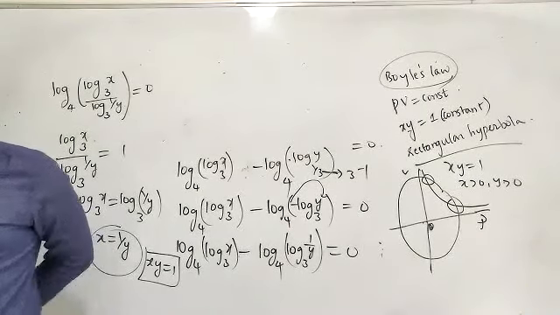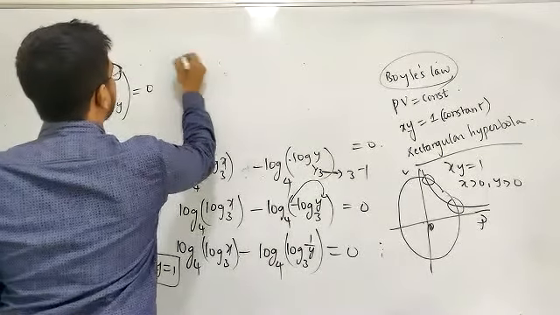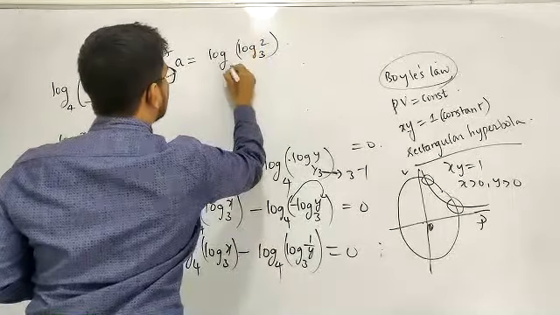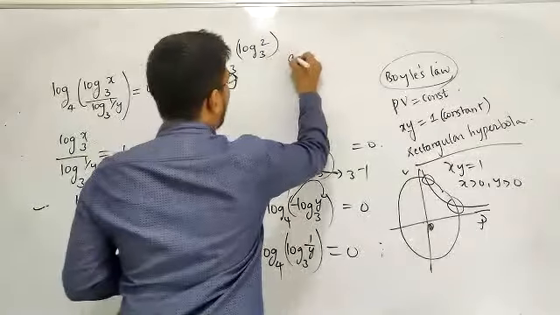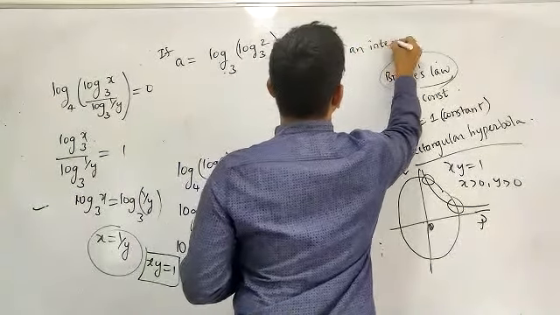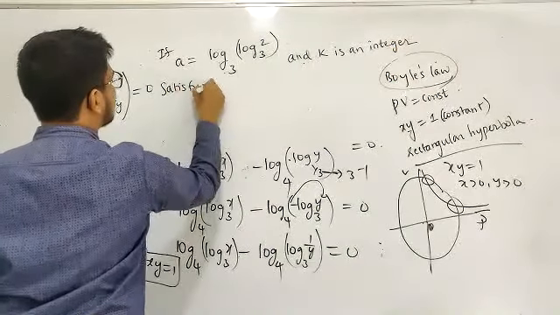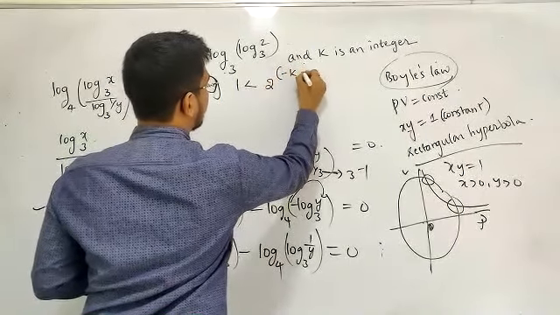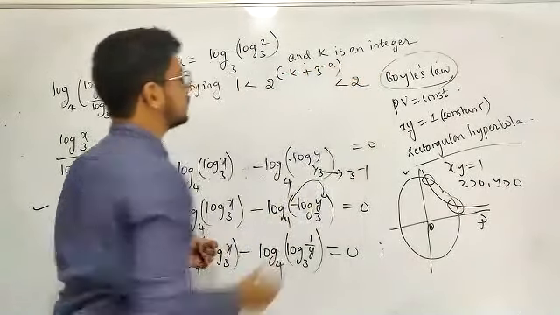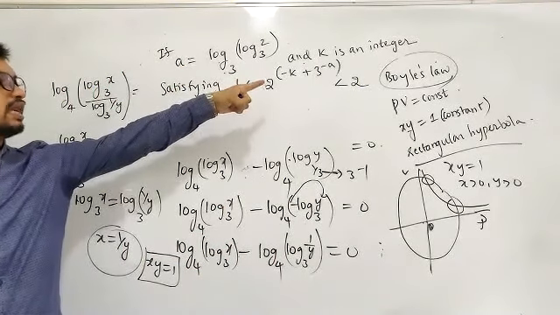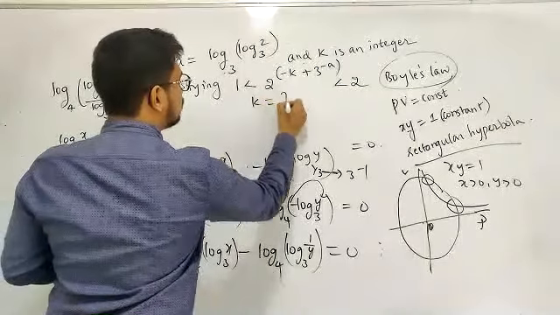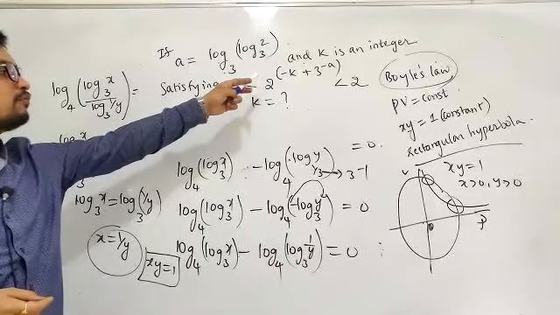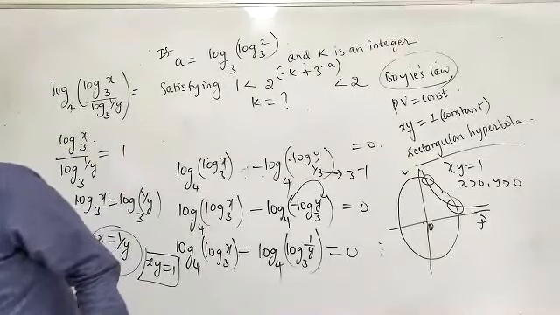Next. If a is equal to log of log 2 to the base 3, to the base 3, and k is an integer satisfying 1 is less than 2 power minus k plus 3 power minus a is less than 2, then find the value of k.